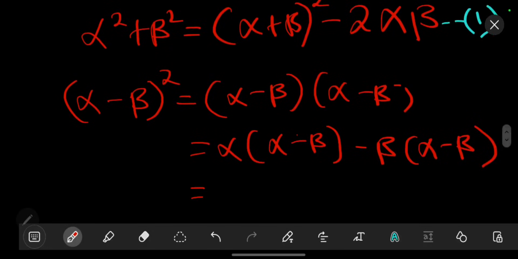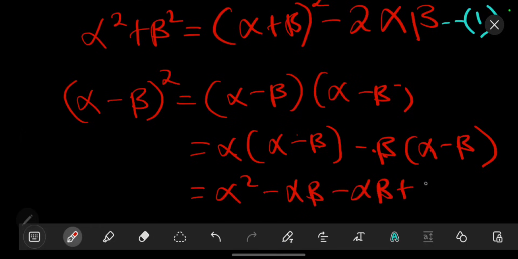So alpha by alpha will give us alpha squared. This by this will give us minus alpha beta. This by this will give us minus alpha beta. Beta by beta will give us positive beta squared like that.